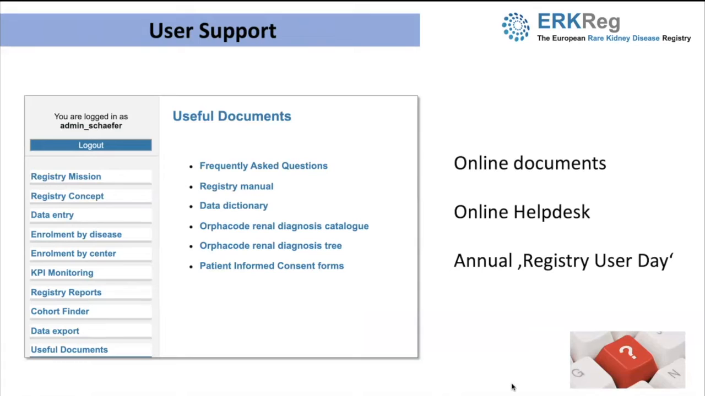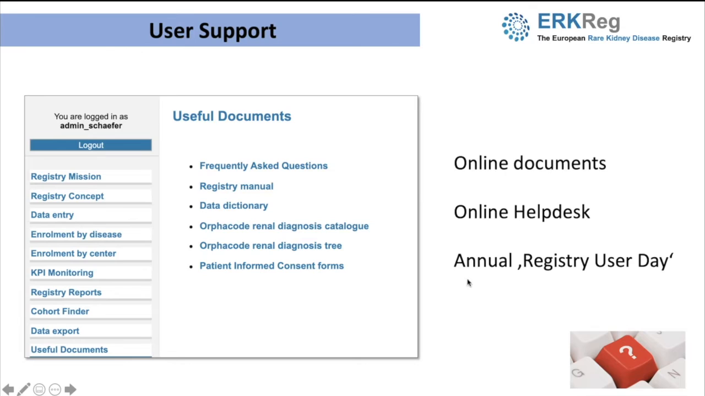Another important issue that you should think of when you implement your registries is to provide as much user support as possible. So we have this useful documents file here in our website, where we have information on the registry, the manual, the catalog of the renal diagnosis, the offer codes, of course, a link to the patient-informed consent forms, and a document with frequently asked questions. And this seems to be accepted quite well in the community.